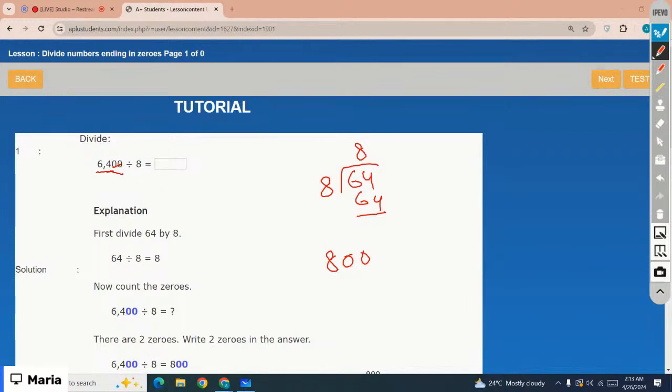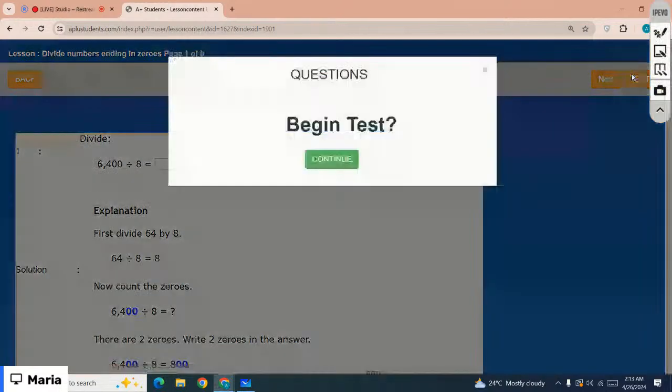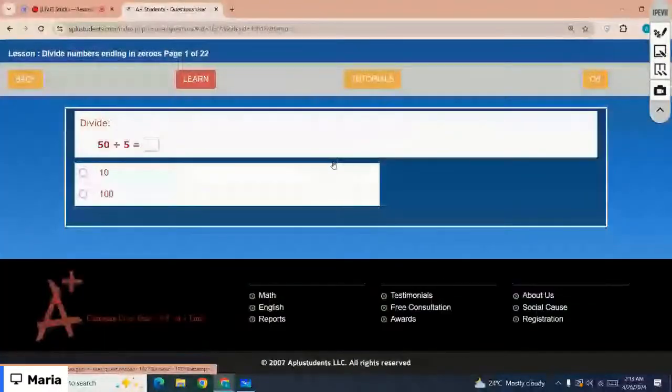Okay, let's start with the test questions. The first one is 50 divided by 5.